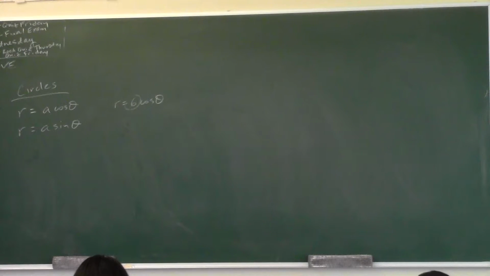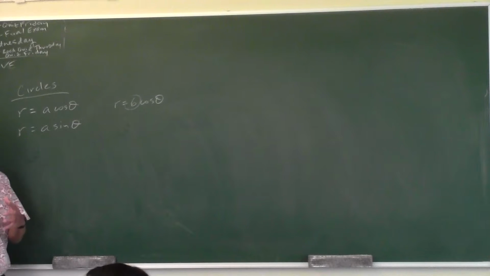Now let's do some sine ones. How about 5 sine theta? And then how about negative 3 sine theta? I think by graphing these 4, you're going to see a pattern. Okay, so the blue and the red ones were the cosine ones. What do you notice? On the right and left, the diameter lies on the x-axis. What about the green and the lavender one? On the y-axis. Do you guys see the pattern?